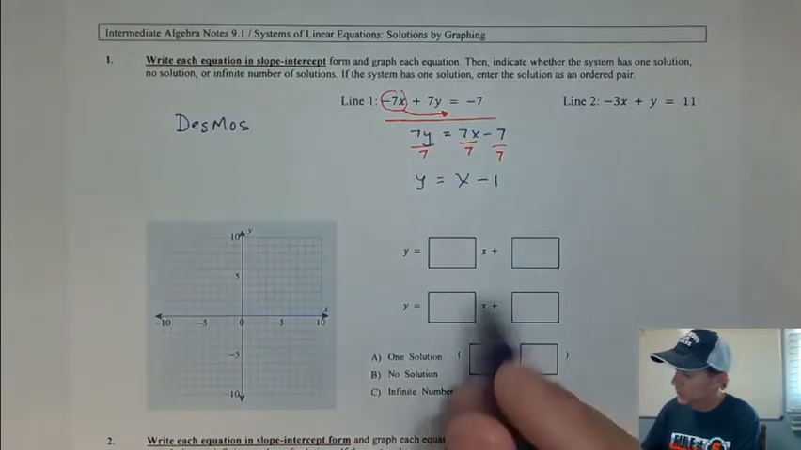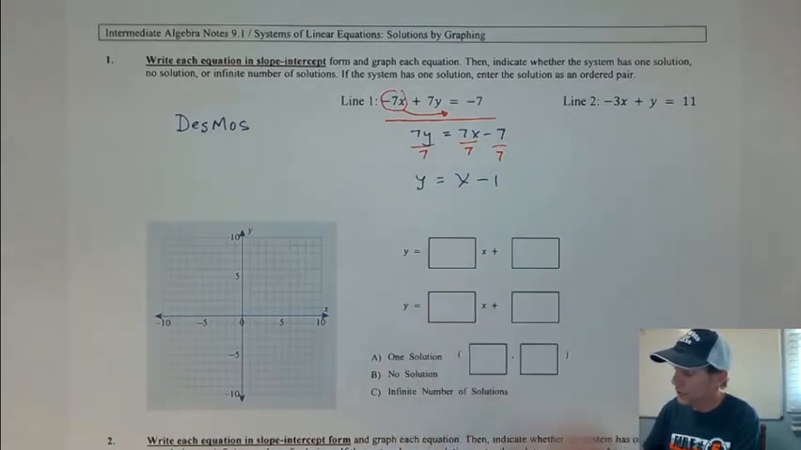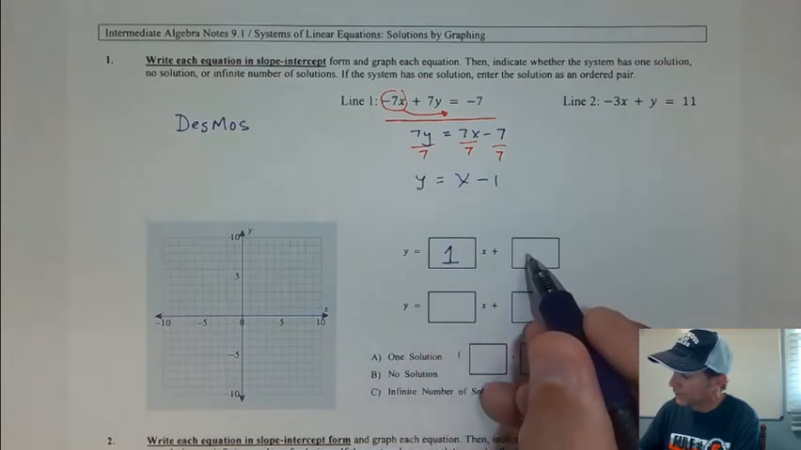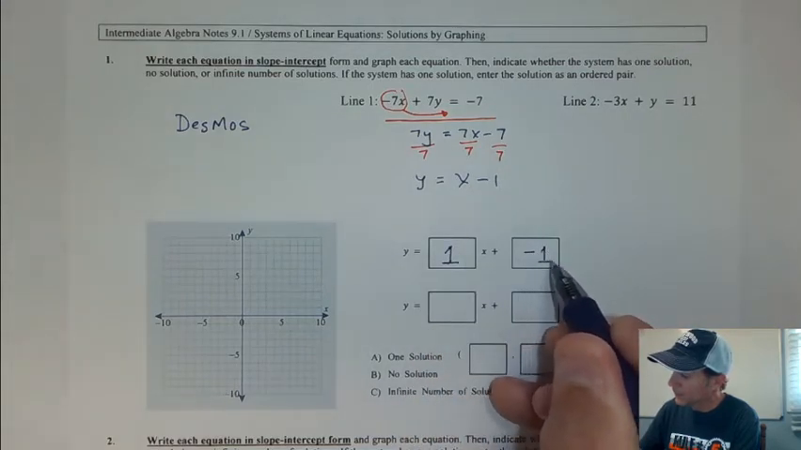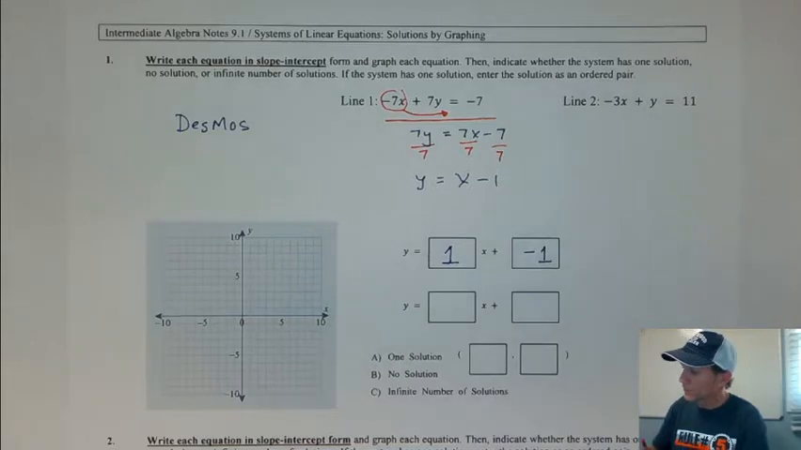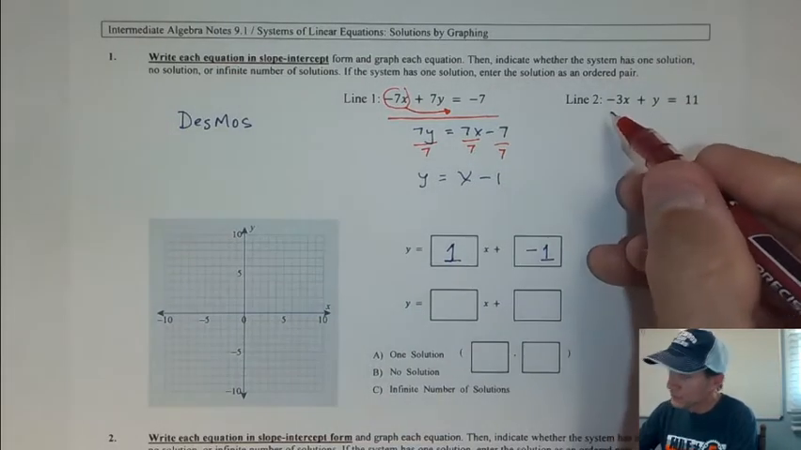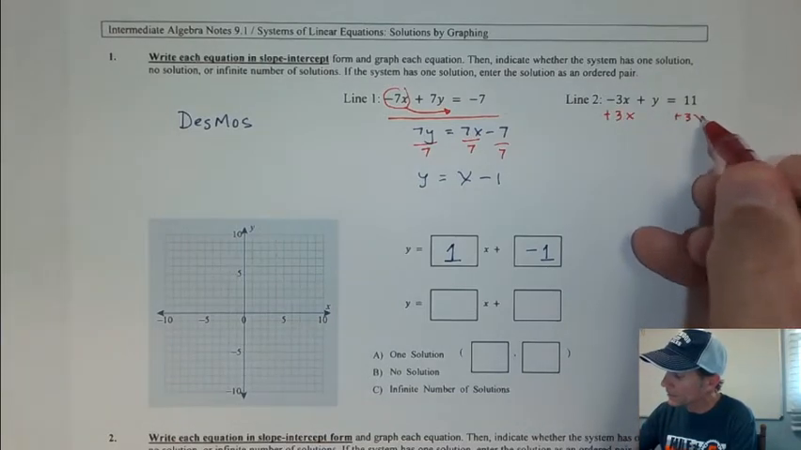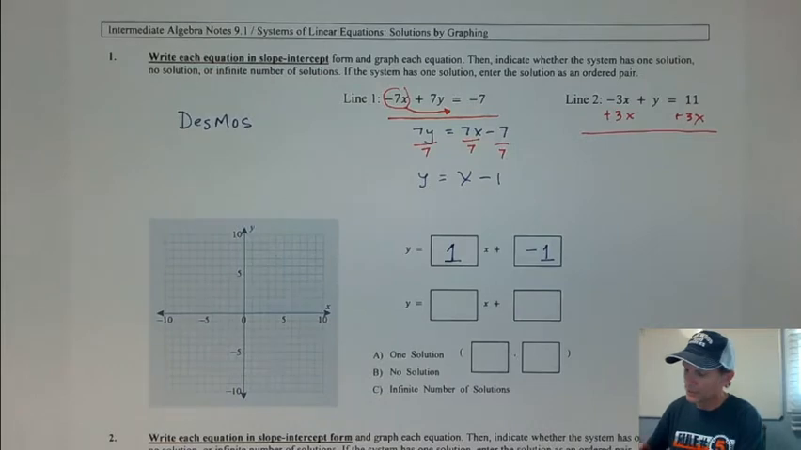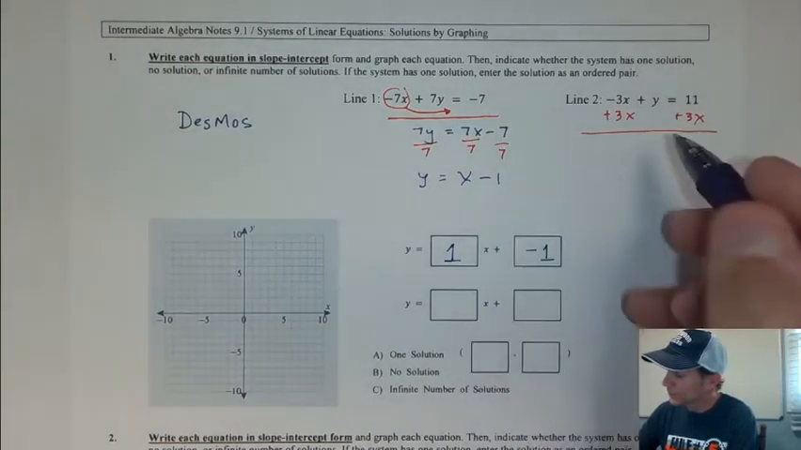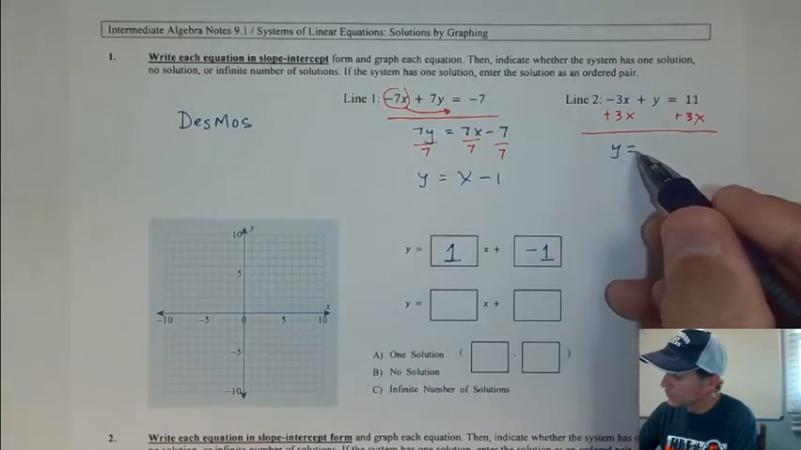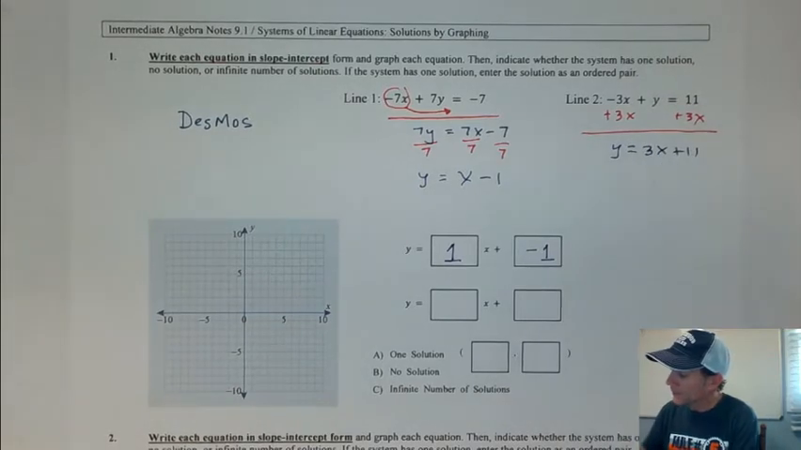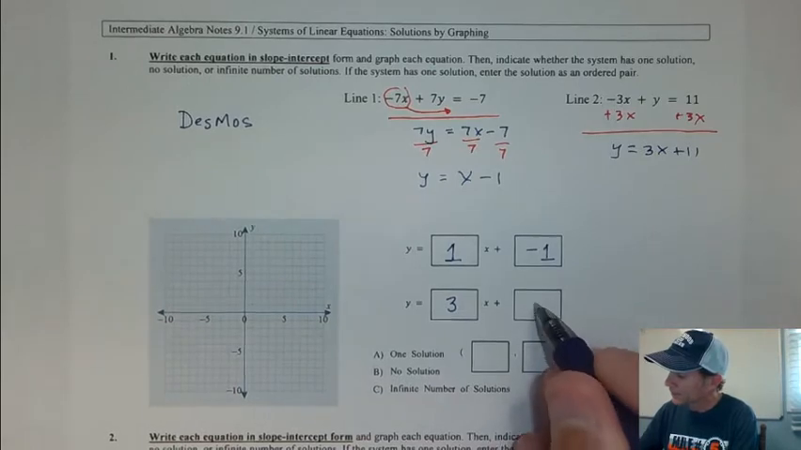In the Hawk system, you're going to have these little boxes you're going to have to fill in. And so for the slope, I'm going to put 1. And then for the y-intercept, I'm going to put negative 1. Okay? And then quickly changing the other one, some of you might use this method where you write plus 3x and plus 3x. And that's just similar to what I did on the first line. I get y is equal to 3x plus 11. Okay, and so I'll put that in here.